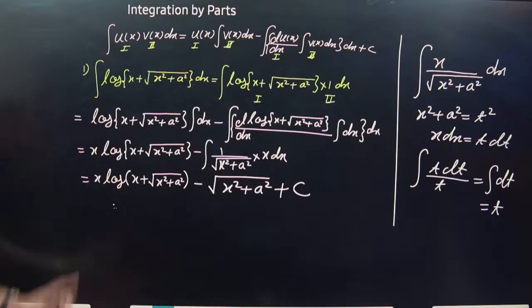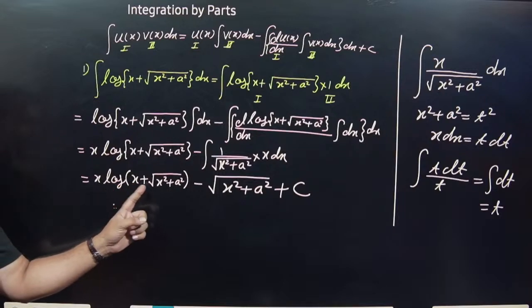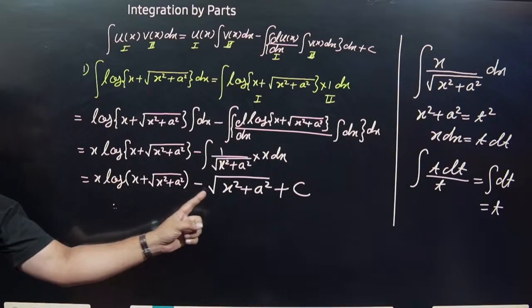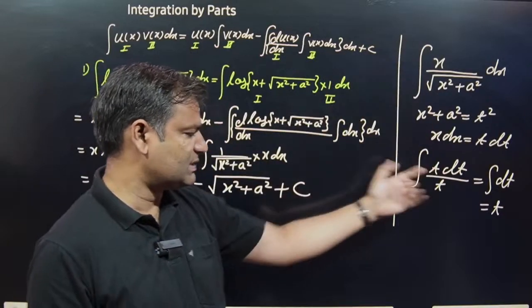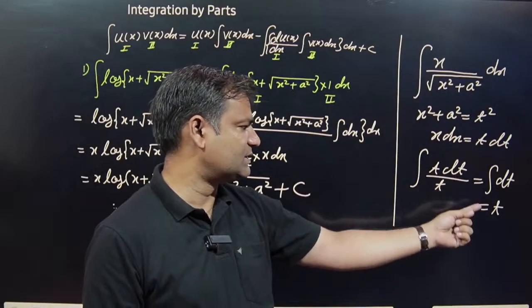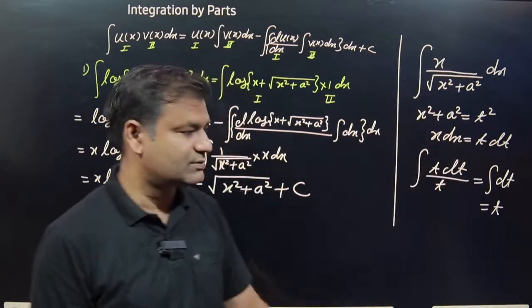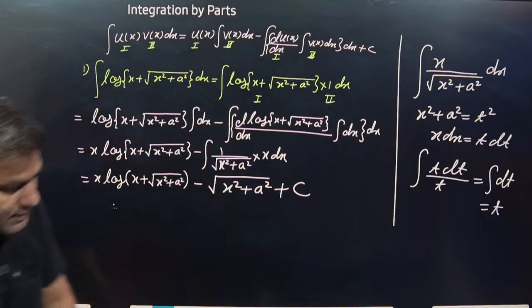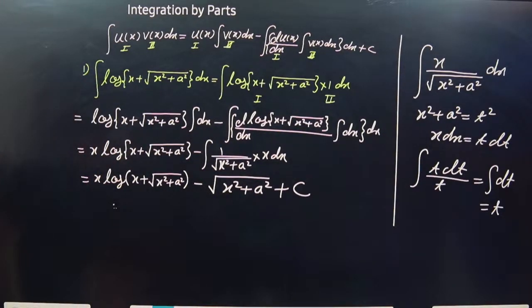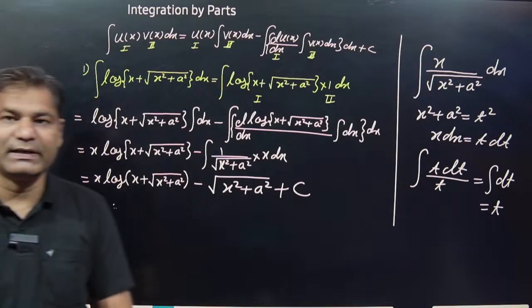I will discuss again. Here we have x into log of x plus under root x square plus a square, minus the integration of that one. How can we integrate? Simply follow this procedure, and finally we got how much? T means under root x square plus a square. So that value is put here, and after that a new constant c is added here. Okay? I hope it is clear. Now I will take another problem.